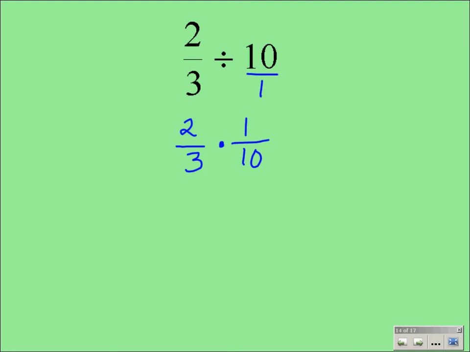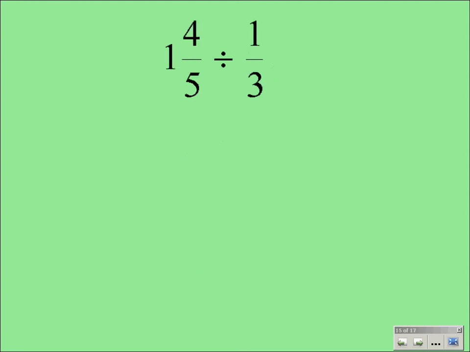Now we're going to cross-cancel where we can, and again we have the same numbers of 2 and 10. We know that 2 can go into 2 one time, and 2 can go into 10 5 times. So we've done our cross-canceling. Now we're going to multiply through. 1 times 1 is 1. 3 times 5 is 15. And now we have simplified this problem down.